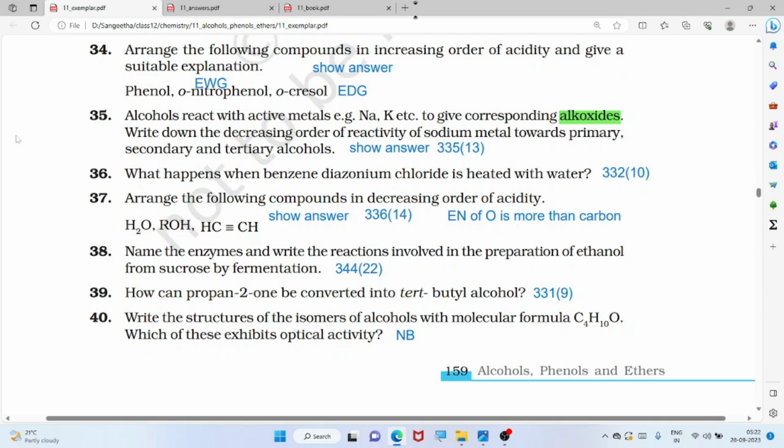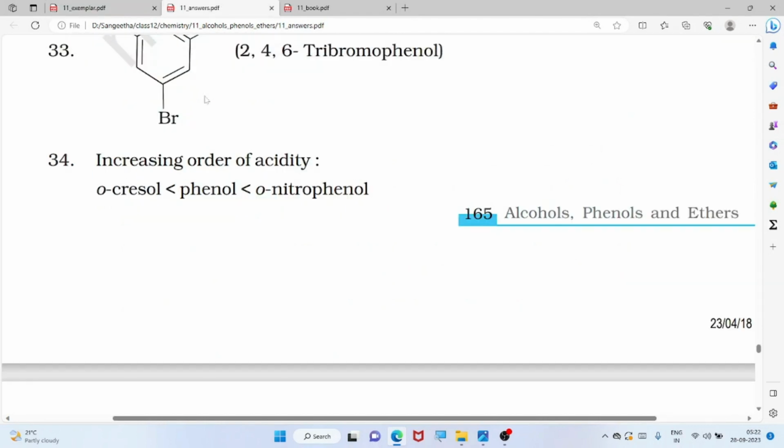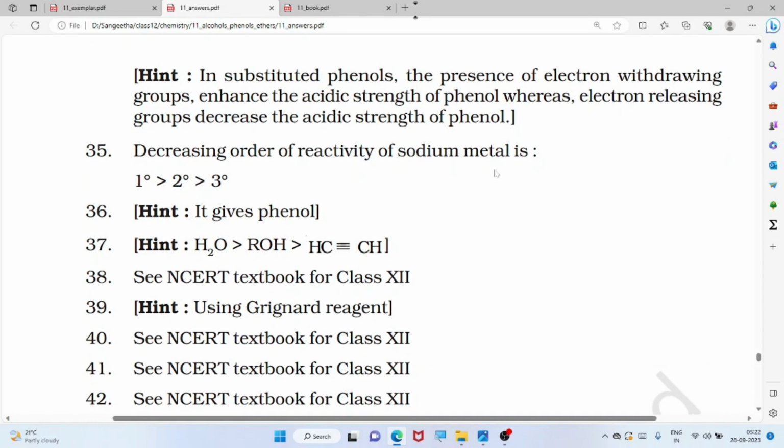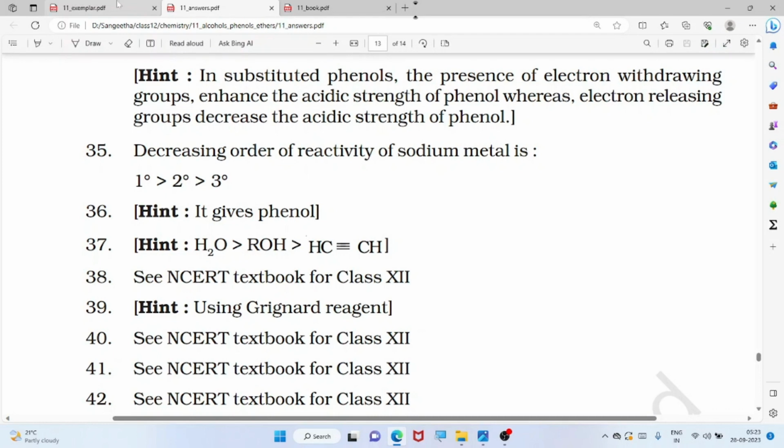Alcohols react with active metals like sodium to give the alkoxides. Write down the decreasing order of the reactivity towards the sodium metal. Okay, 35. Decreasing order of the reactivity towards the sodium metal is primary greater than secondary and tertiary.